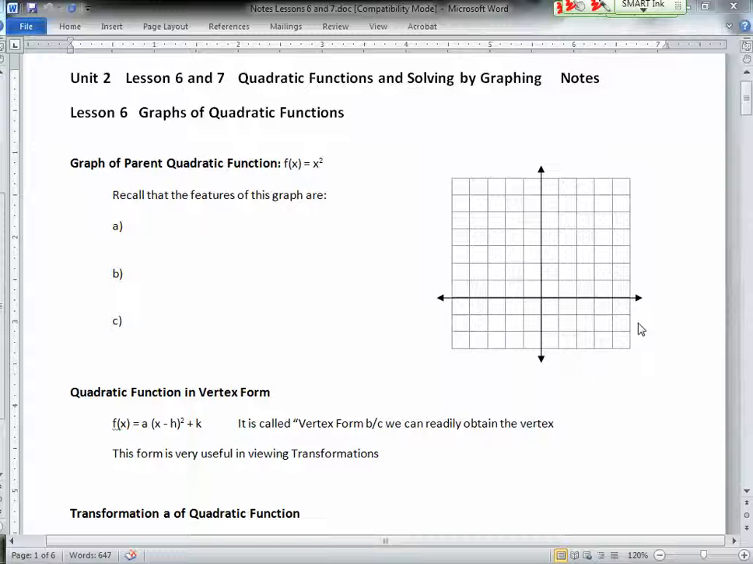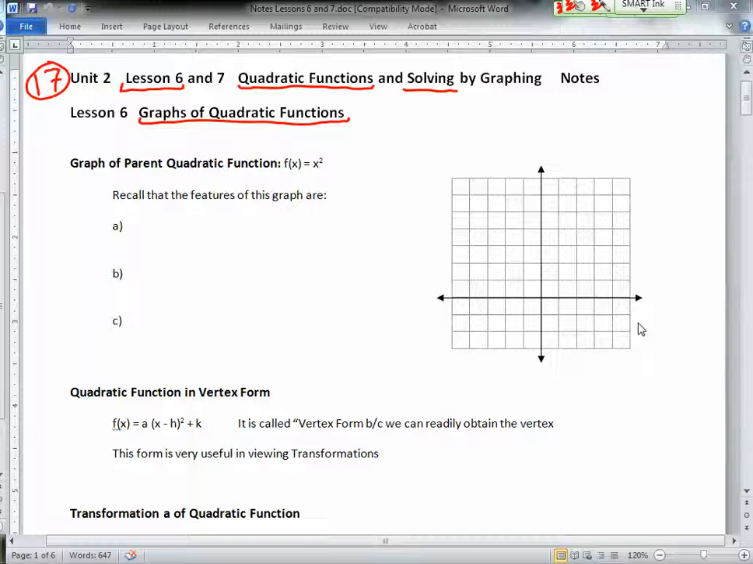Right, so we're going to do lesson 6 now, which is graphing quadratic functions, and then using that graph to solve the quadratic functions. In this one, we're going to learn how to graph quadratic functions. This is page 17 of your lesson 6 and 7 notes packet.